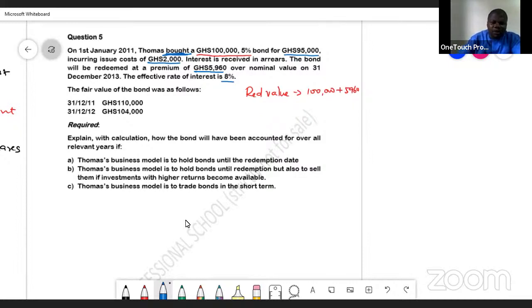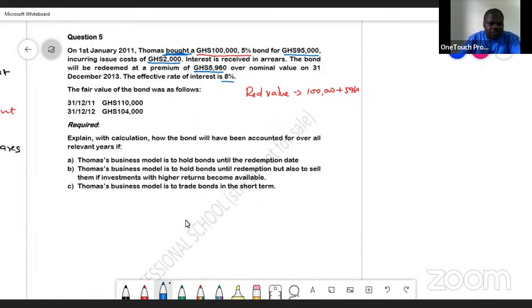Then B, Thomas' business model objective is to hold the bonds until redemption, but also to sell them if an investment with higher return becomes available. In that case, the business model objective is to do what? Is to keep and as well sell. So it will be at fair value through OCI.